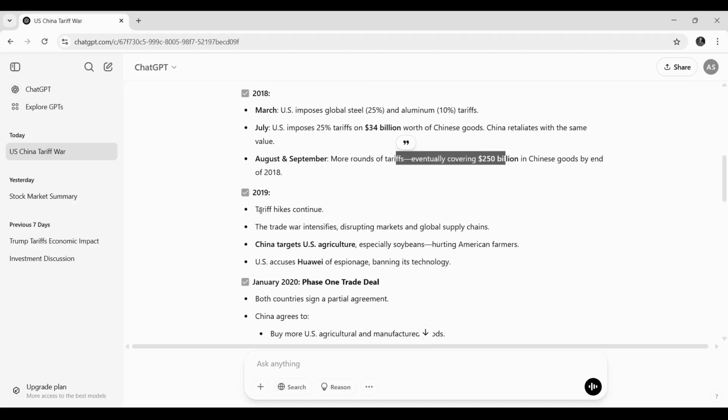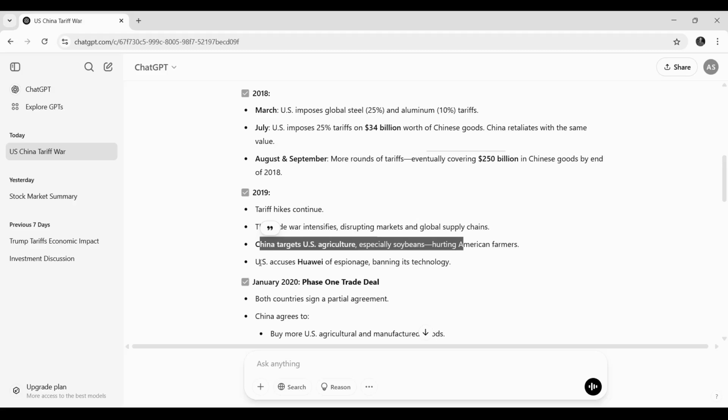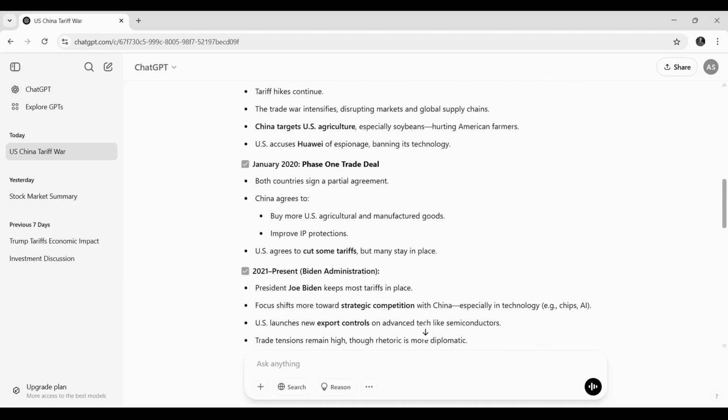Then in 2019, tariff hikes continue. The trade war intensifies, disrupting markets and global supply chains. China targets US agriculture, especially soybeans, hurting American farmers. The US accuses Huawei of espionage, banning its technology. Then in January 2020, Phase 1 trade deal: both countries sign a partial agreement. China agrees to buy more US agriculture and manufactured goods and improve IP protections. That is what China agreed to. The US agrees to cut some tariffs, but many stay in place.